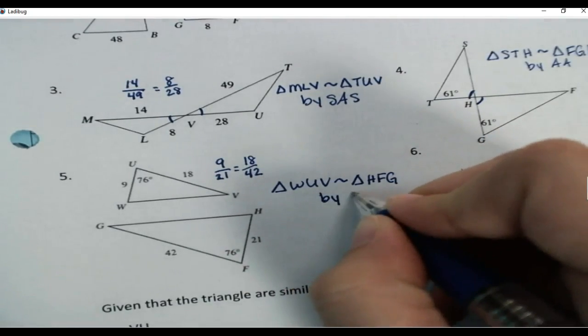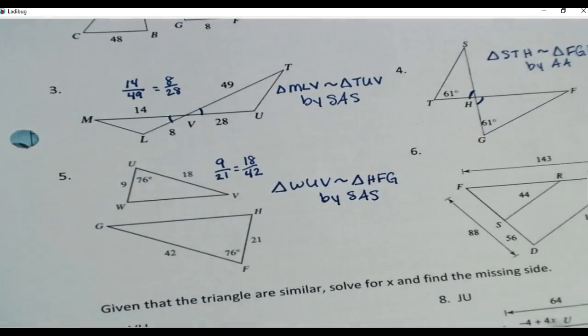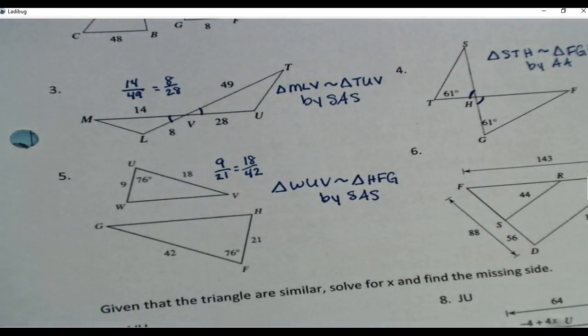And again, by side, angle, side. Questions?